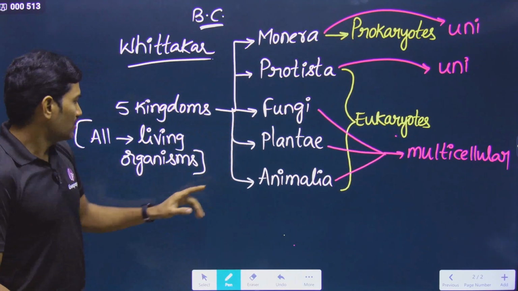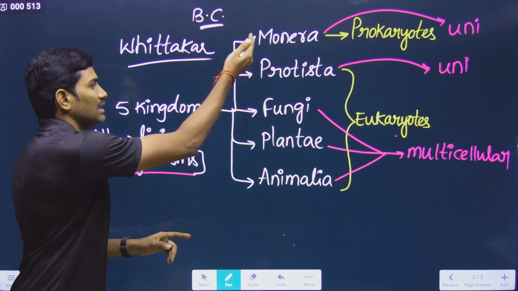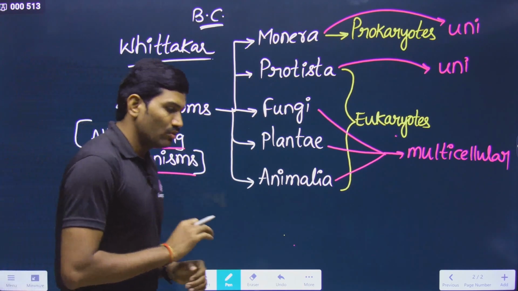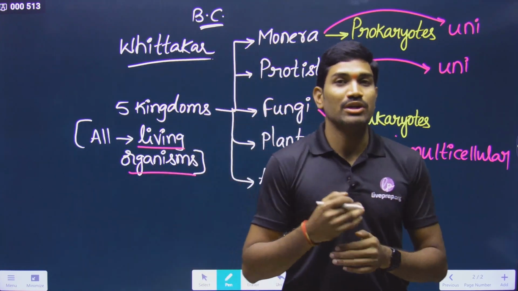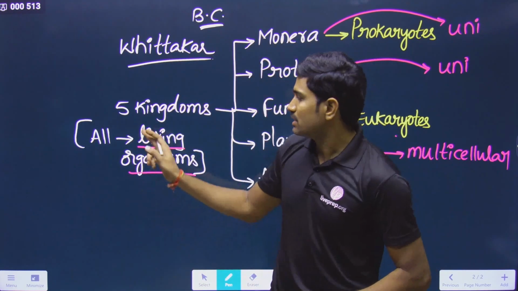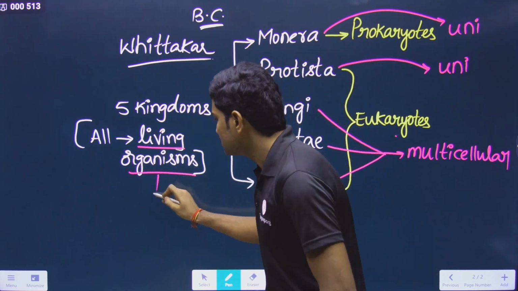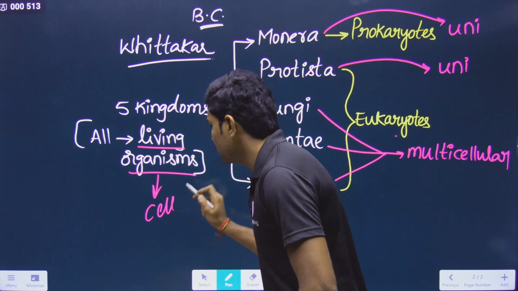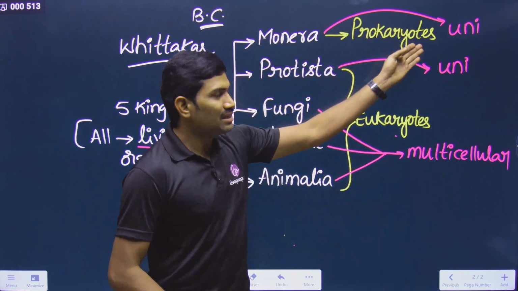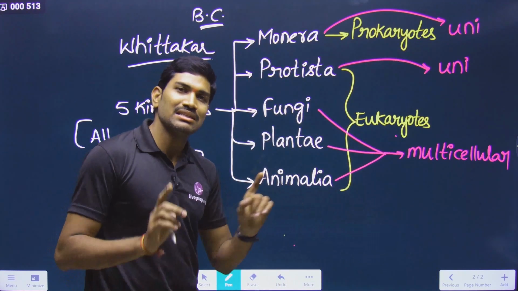Clear? So all the living organisms are classified into 5 kingdoms. Up to this it is good. So let us come back to the most important point. Let us observe very carefully. Living organisms means compulsorily they should have cells. Whether it may be a single cell or many cells, but cell is compulsory.